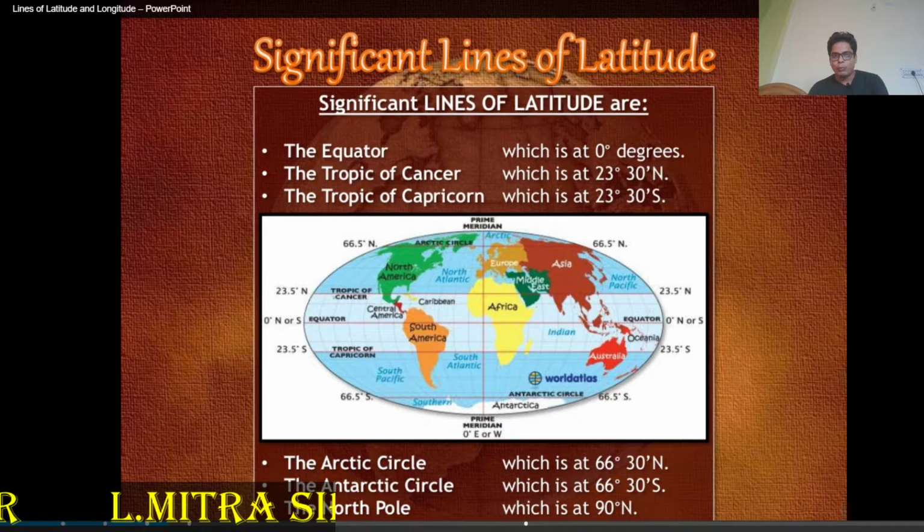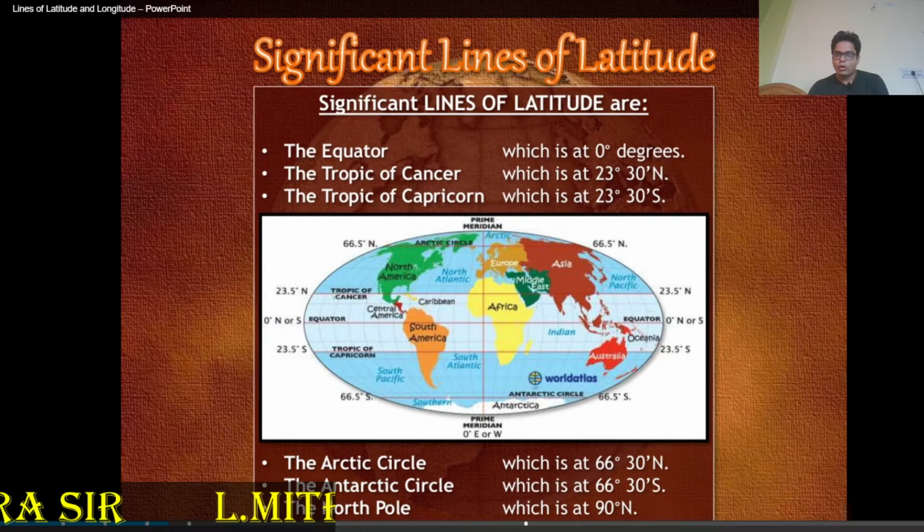The equator was one of the significant lines, or lines of latitude, which divides the earth's surface into two equal portions. The part north of the equator is called the Northern Hemisphere, and the part south of the equator is known as the Southern Hemisphere. Then another important line is the Tropic of Cancer.